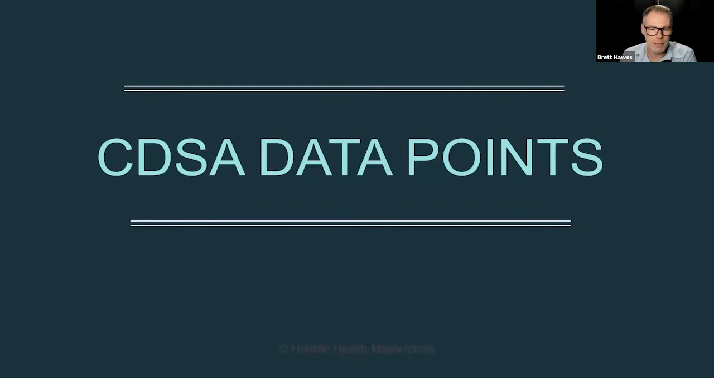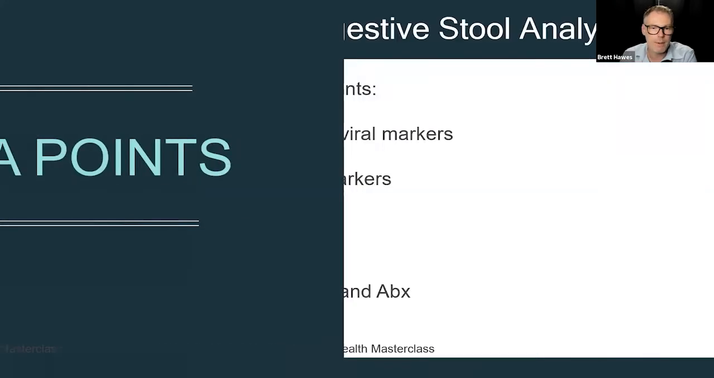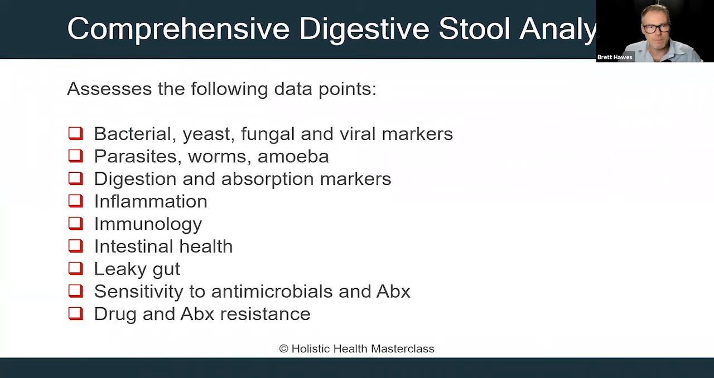So let's talk about some of these, and obviously, we're under some time constraints here, so I can't go super deep into all of this, but I just want to show you some things and talk a little bit more about some of these data points and what we're actually looking at here. So the first one, and I'm talking here in very, very broad strokes, a CDSA will be able to assess the following data points: bacterial, yeast, fungal, and viral markers, parasites, worms, and amoeba, digestion and absorption markers, which is very interesting, right?